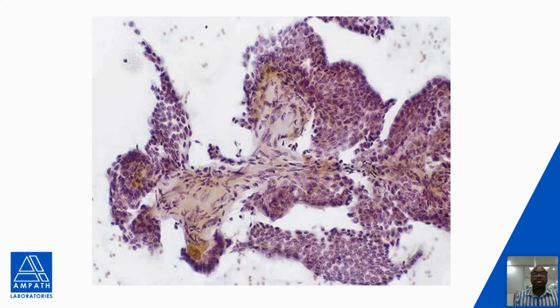So this micrograph displays features of PTC. This one should be easy because you have a fibrovascular core at the center, which is lined by these thick multi-layered follicular cells. Even at this magnification, the cells show crowding and overlapping of nuclei, and nuclear grooves, and some showing pallor.